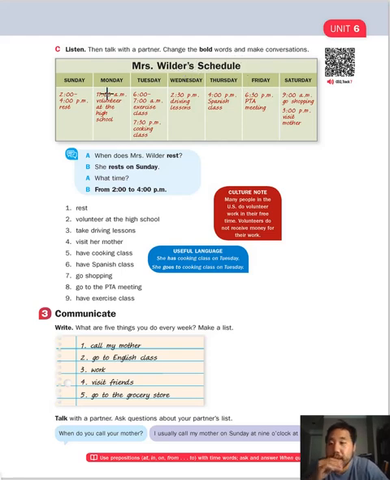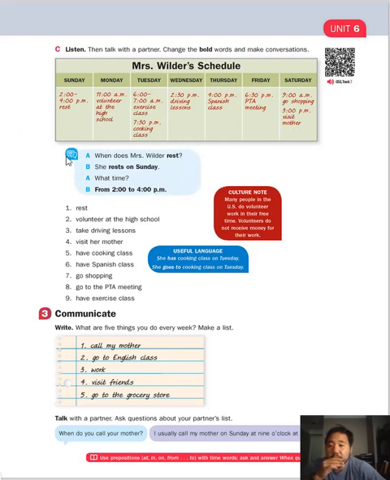Let's read this together. Sunday, 2 to 4 p.m., rest. Monday, 11 a.m., volunteer at the high school. Tuesday, 6 to 7 a.m., exercise class. 7:30 p.m., cooking class. Wednesday, 2:30 p.m., driving lessons. Thursday, 4 p.m., Spanish class. Friday, 6:30 p.m., PTA meeting. Saturday, 9 a.m., go shopping. 3 p.m., visit mother. So this is Mrs. Wilder's schedule.